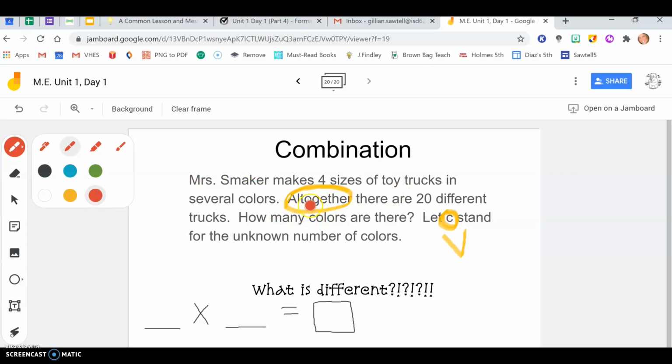So because it says altogether there are 20 different trucks, it's telling me my combinations, which I know then goes here. I don't have to find my combinations this time. I have to find my pieces, my categories. One of my categories I know is sizes. So I'm going to put my 4 here, and that is going to represent the size of my truck. It takes me a minute to write with my mouse here. So this is my size. Now I'm missing my color.